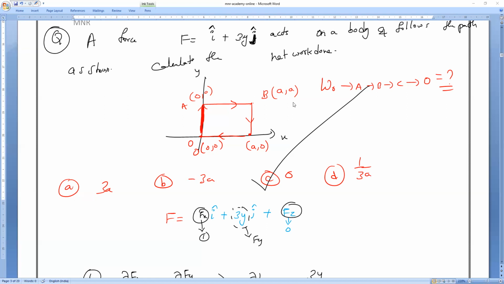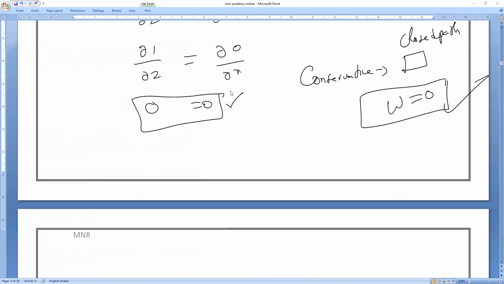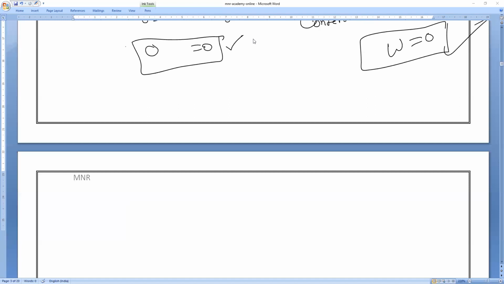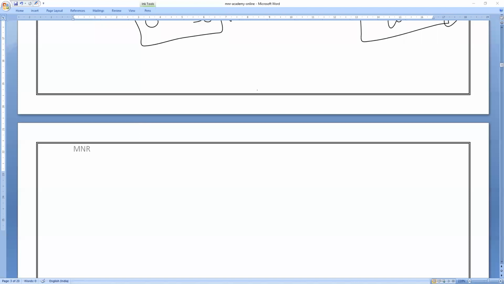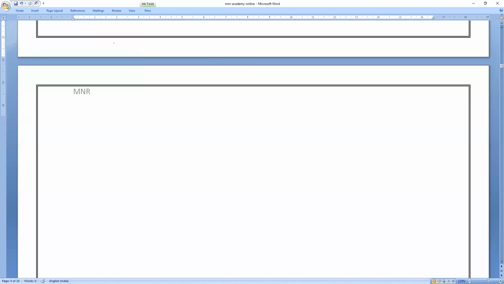So now we have to prove it. In a closed path, the work done by a conservative force is always 0. Next, for a conservative force, something else is also the same: work done by path 1 is equal to work done by path 2.